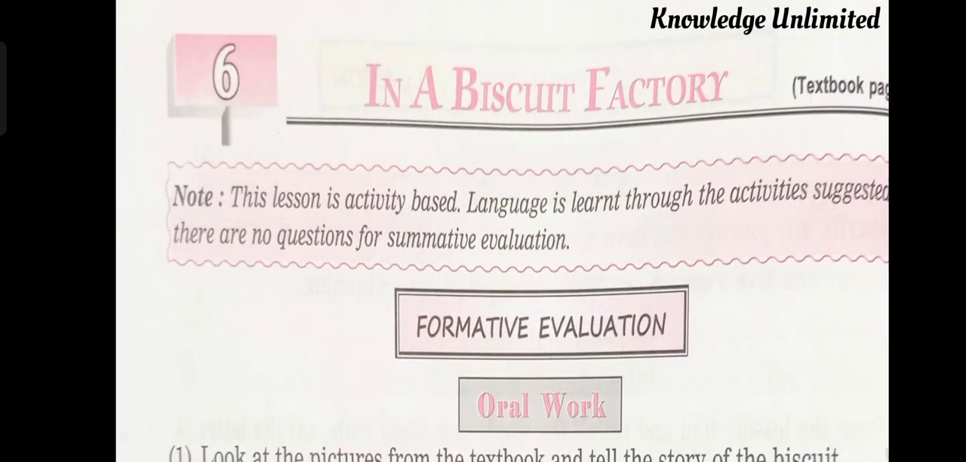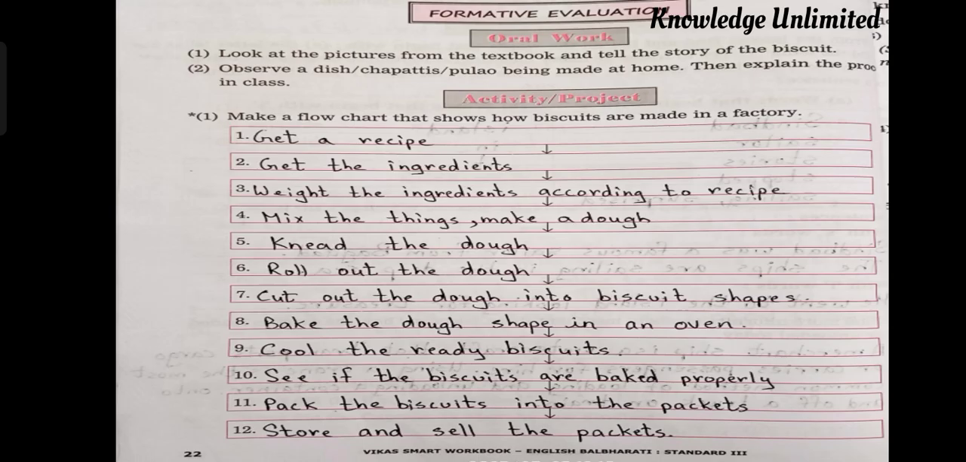So children, today we'll be solving lesson number 6 of your workbook, In a Biscuit Factory. Are you ready? Okay, very good. First of all, we have an activity project over here, children. The first one is: make a flow chart that shows how biscuits are made in a factory.